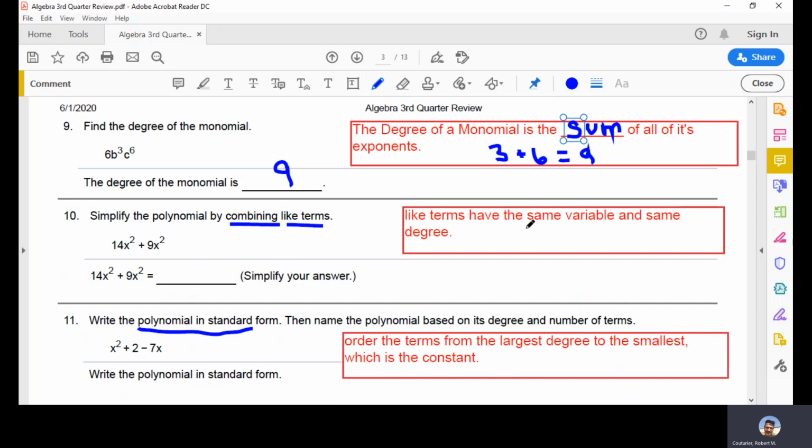So if you don't remember, like terms have the same variable and the same degree. So we look at each of these terms. Terms are separated by addition and subtraction. So there's a plus sign. We have two terms. Do they have the same variable? Yes. Do they have the same degree? Yes. So therefore, all we have to do is 14 plus 9, 23. So how many x squares do we have? We have 23 x to the second powers. That one was hard.